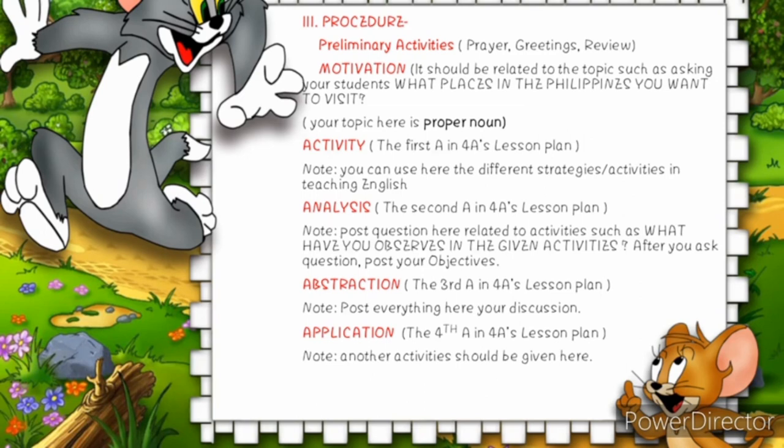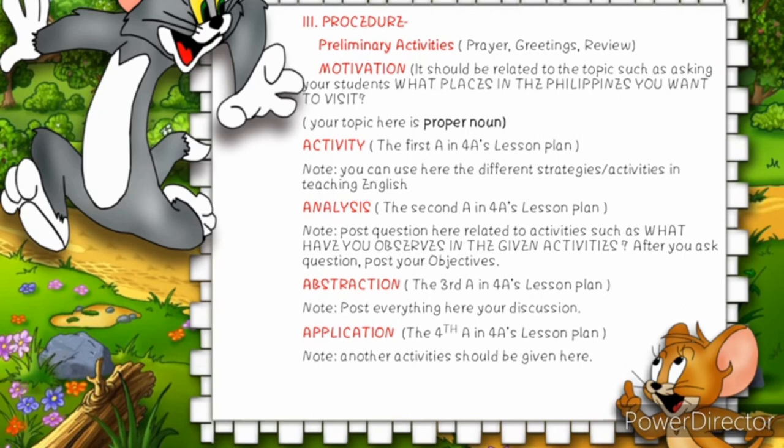Let's have now the first A, which is activity. So you can use here the different strategies or activities as a teacher, like group activity, brainstorming, think, pair, and share. And like for example, if you're an English teacher, then your topic would be proper noun. So you will let your students be grouped into 4, and then you task them to list names as many as they can, and then present it in front, right?